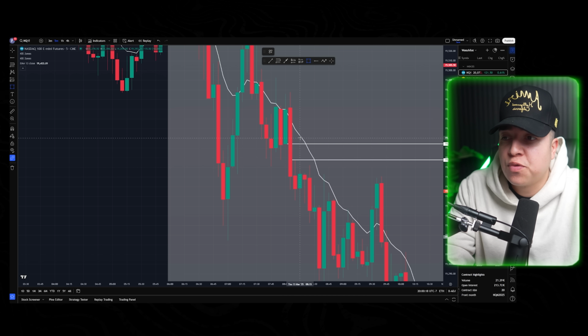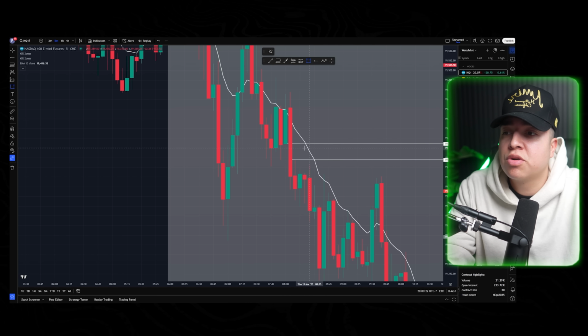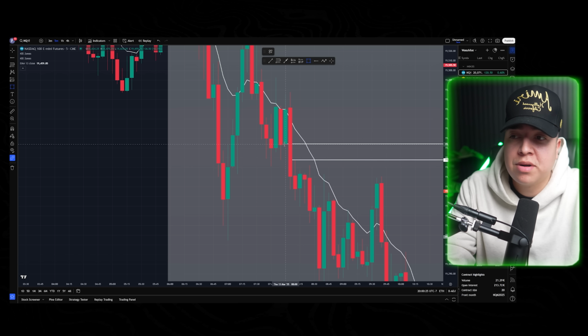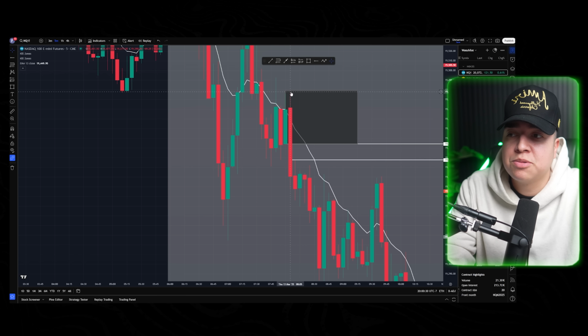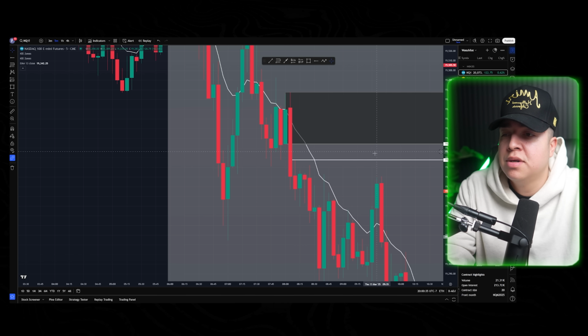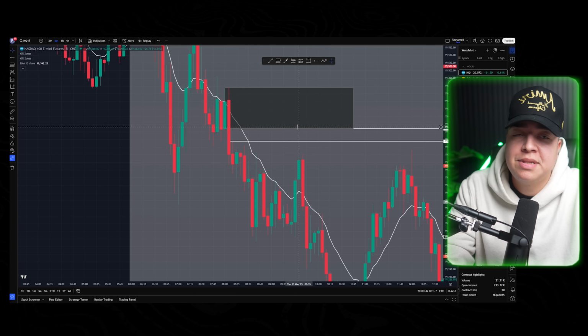Okay, so now that we confirm that there's a gap, we're going to take a rectangle to draw our supply and demand zone. So we're going to go to the first line that we drew, which is the start of the gap, draw from there to the swing high. Now the swing high is just the highest point that the price went before it dropped, right? So this is the swing high. We draw like that, we'll drag this out, right? So now we got our supply zone. So we're waiting for price to come tap this to take a trade.